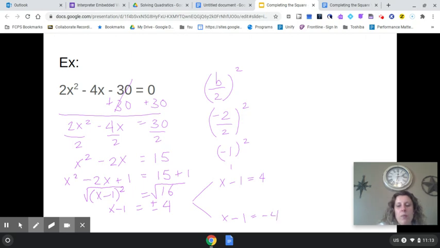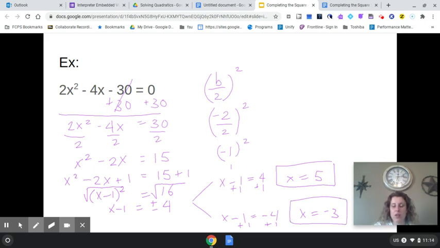If we solve both of these equations for x, we get x equals 5 or x equals negative 3. Here are my two solutions. It is a good idea to check both of those solutions to make sure that they both satisfy the equation and make a true statement.